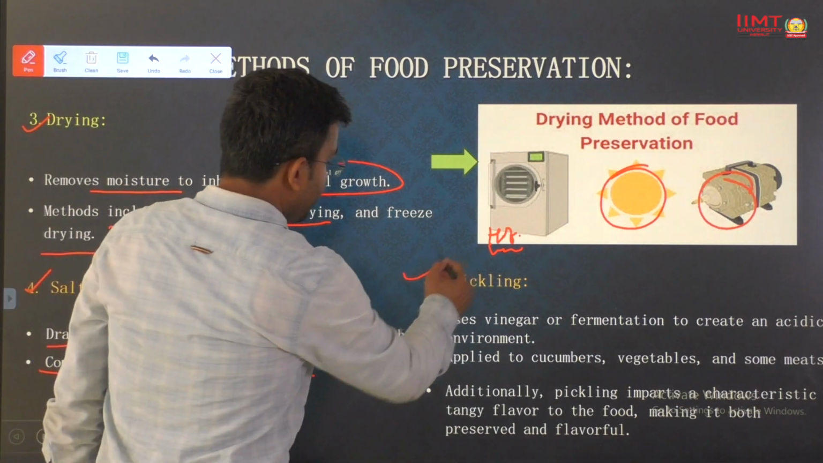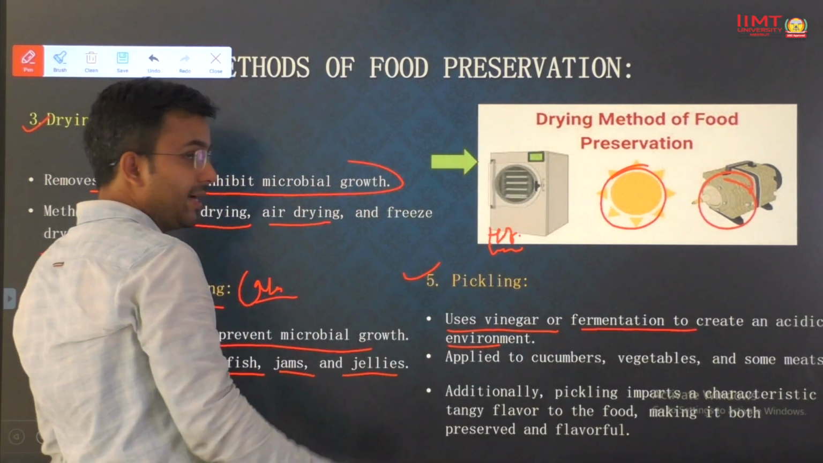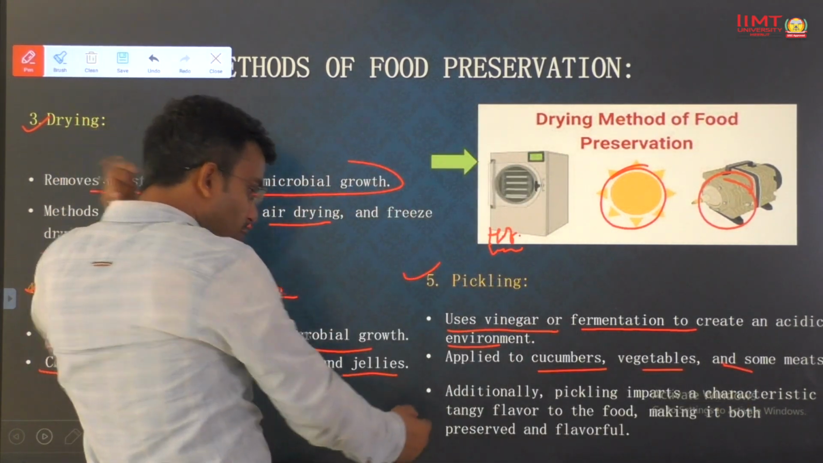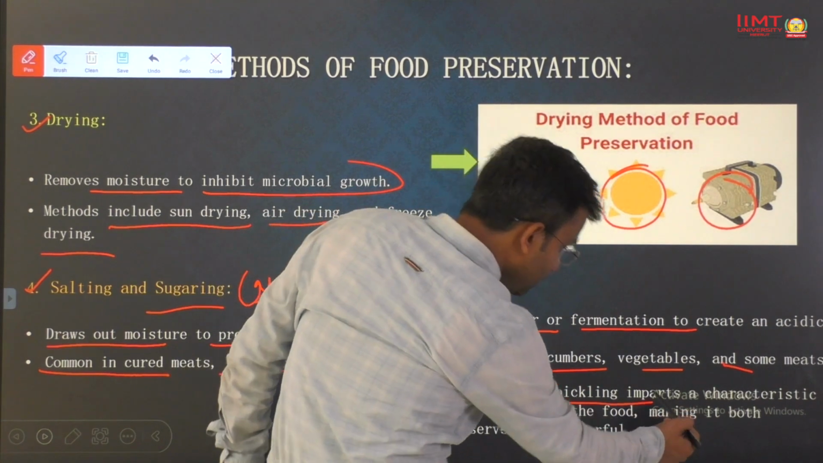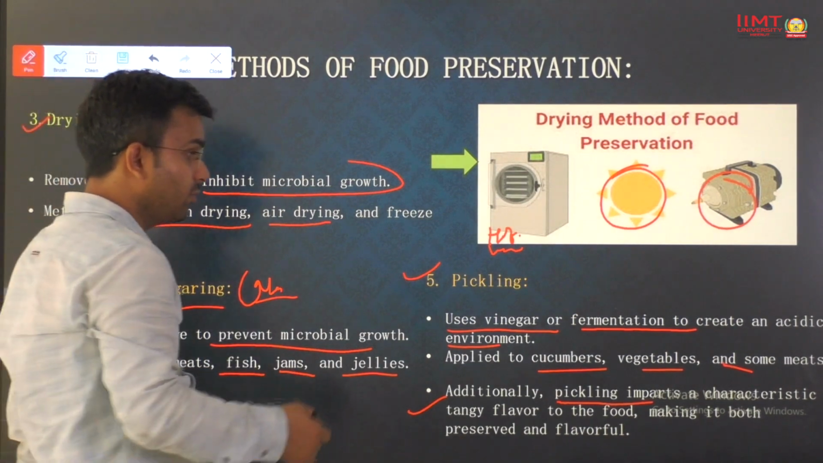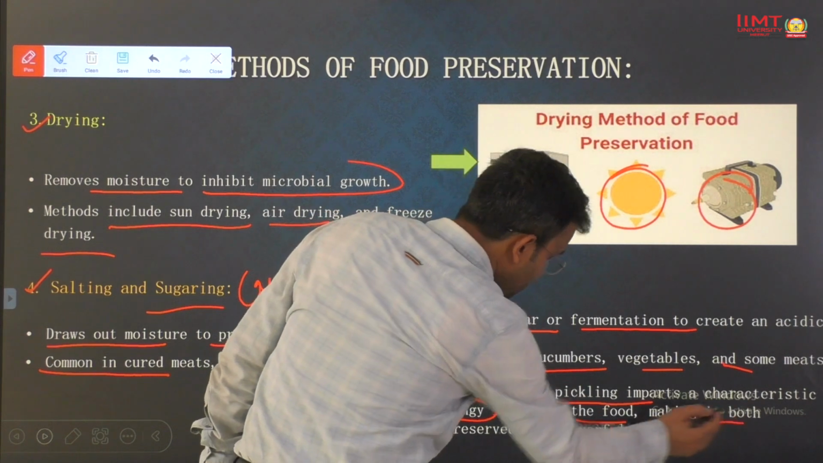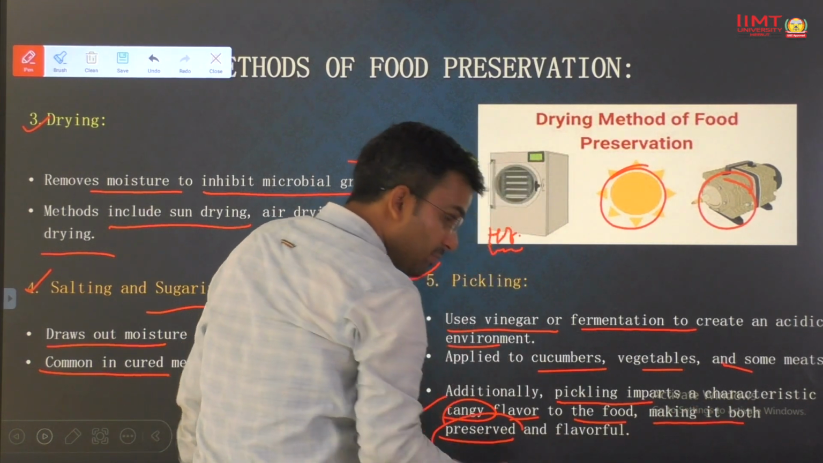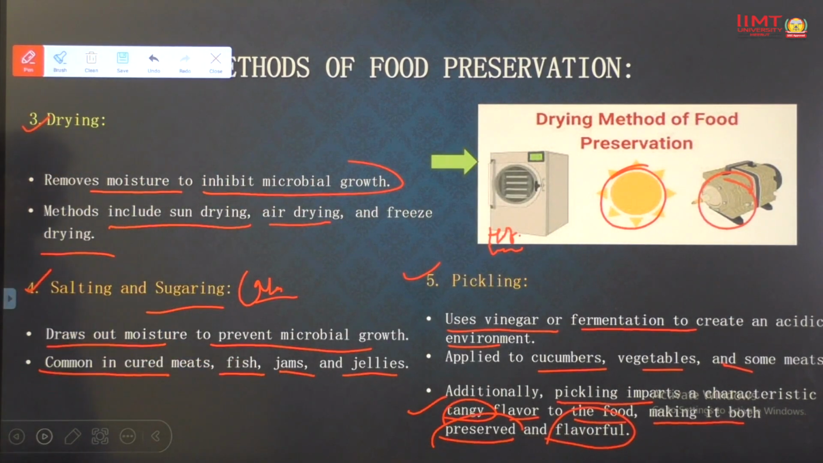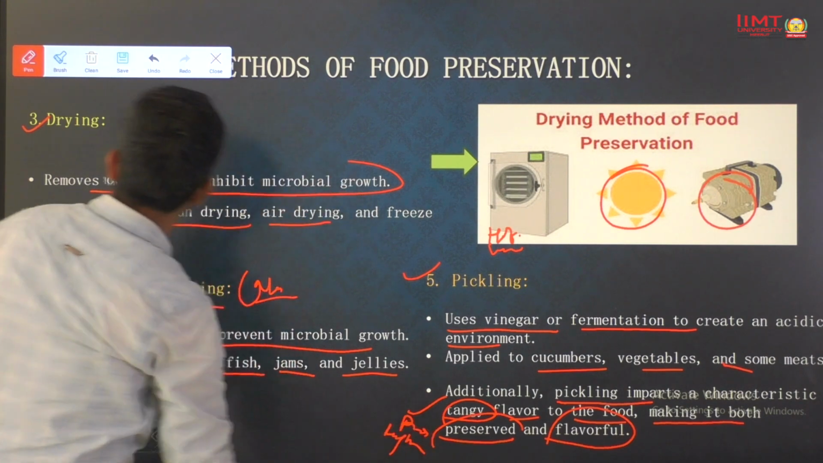And next is pickling. Pickling uses vinegar fermentation to create an acidic environment, applied on cucumbers, vegetables, and some meats also. So here we know about the additional benefit of pickling: it imparts a tangy flavor, not only preserving but providing a tangy flavor to the food, making it both preserved and flavorful. It means pickling provides two important roles.